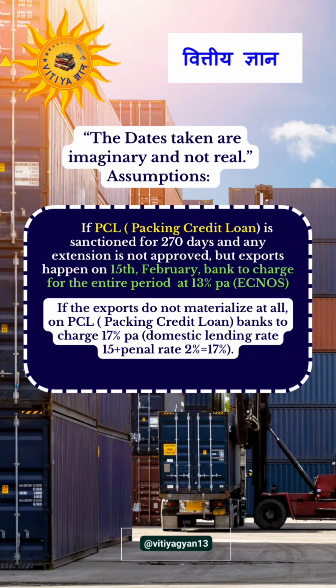If the packing credit loan is sanctioned for 270 days and any extension is not approved, but exports happen on 15 February, the bank will charge for the entire period at 13% per annum, that is, at the ECNOS rate. If the exports do not materialize at all on the packing credit loan, the bank will charge 17% per annum, that is, the domestic lending rate of 15% plus a penal rate of 2%, which equals 17%.